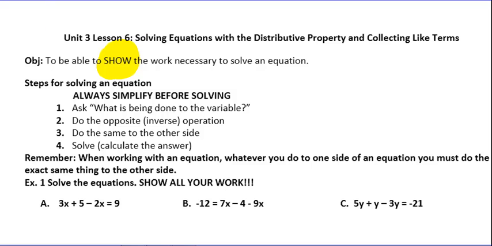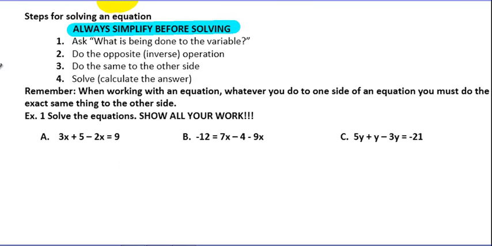As we saw before in the last video, before moving on to solving, we have to simplify anything first. Then the 4 steps of solving are still the same. Ask what is being done to the variable, do the opposite operation, do the same to the other side, and solve. And as always, whatever you do to one side, you have to do the same exact thing to the other side. None of that has changed.